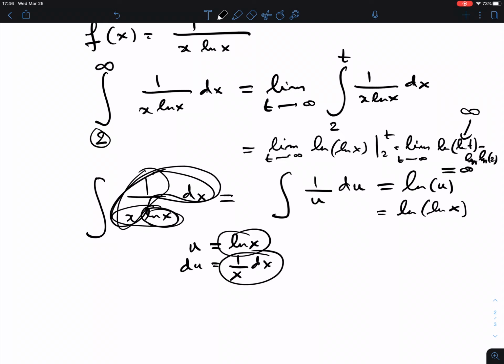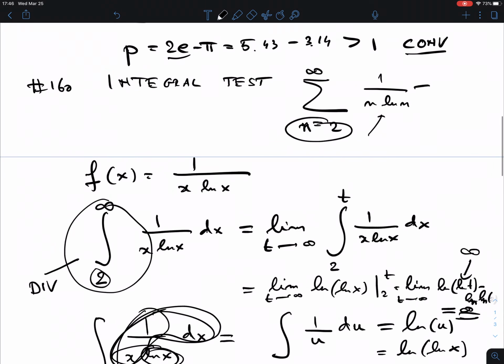So we'll see that this is infinite. Now, if this improper integral is infinite, that means it is divergent, right? Infinite means divergent, then the series will be divergent. That's how the integral test works. Okay? All right.